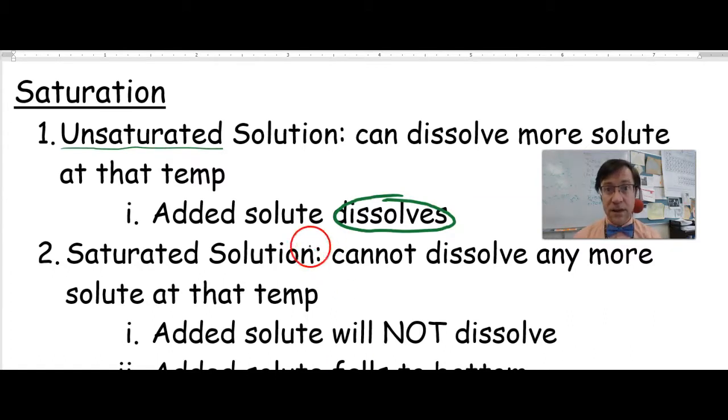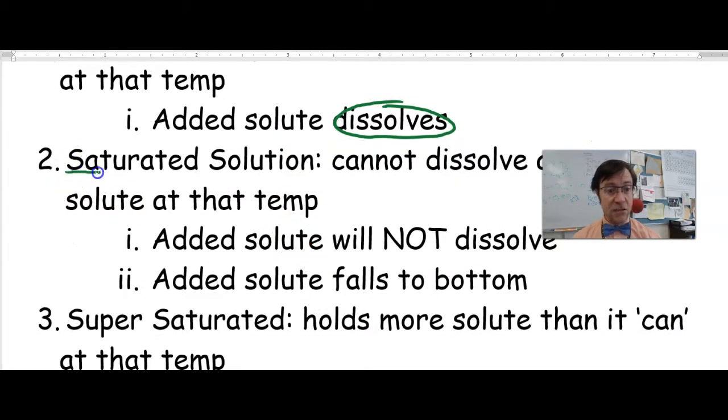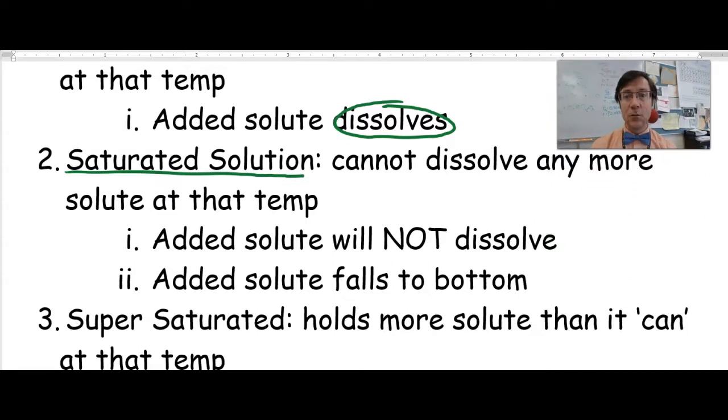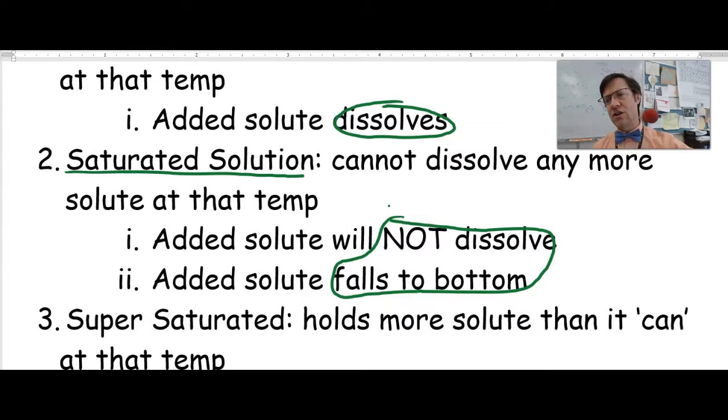Now, the next level of complexity that we're going to look at here is saturated solution. Now, a saturated solution cannot dissolve anymore at that temperature. It's done. It's kaput. It's at its capacity. It can dissolve no more. So, how do you test it? Well, the added solute will not dissolve, and it just falls to the bottom. This is like when you have iced tea and you add sugar, and you add sugar, and you stir it, and then you add more sugar to it, and it just falls, and it doesn't dissolve because it's become saturated. The water cannot dissolve anymore at that particular temperature.